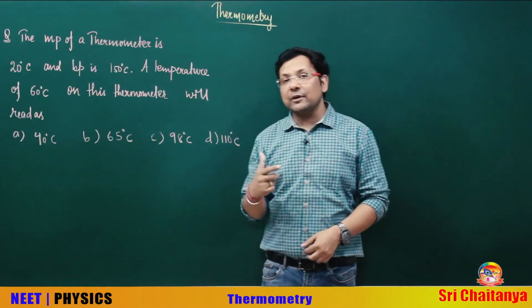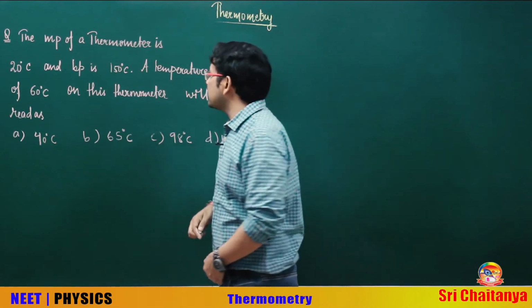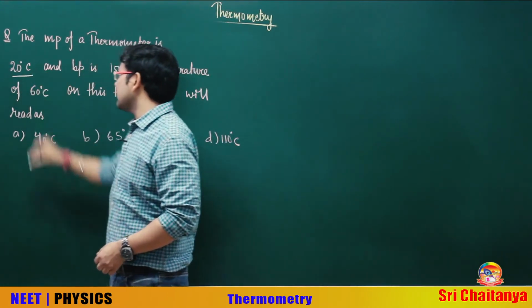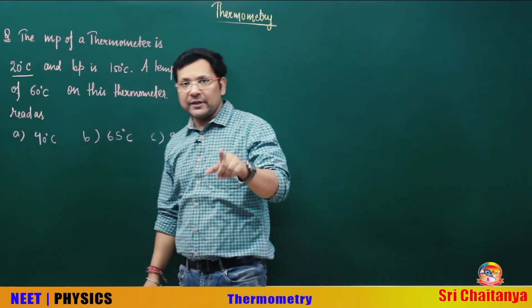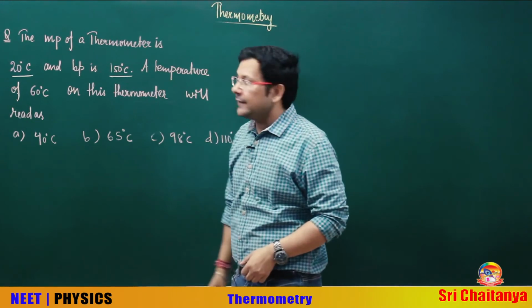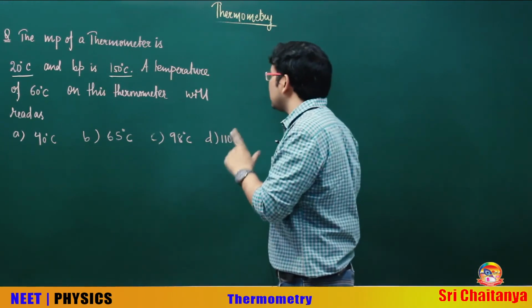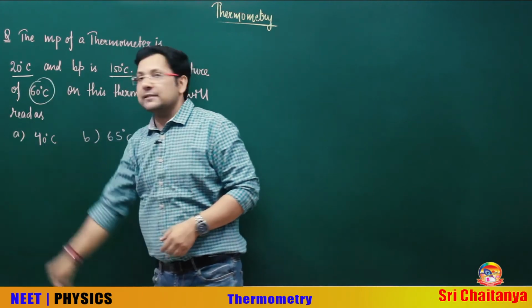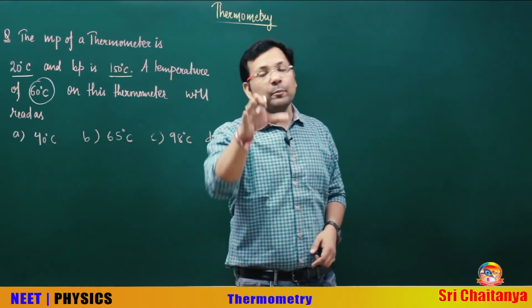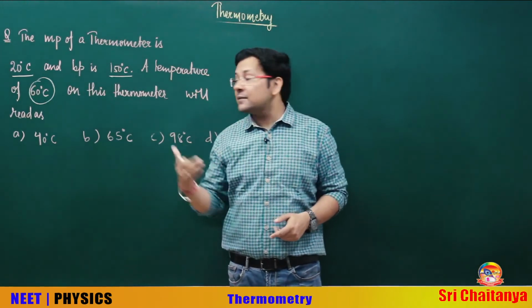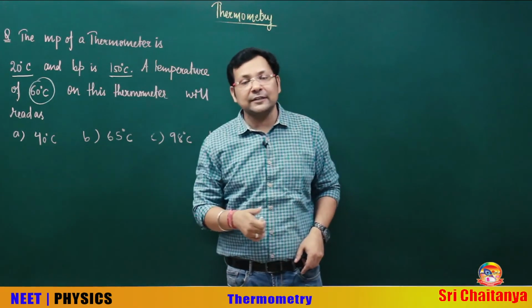So now let's see a question on thermometer measurement. The melting point of a thermometer is 20 degrees Celsius. Obviously this is a faulty thermometer, it should be 0 degrees Celsius. 150 in place of 100. Okay, so in this thermometer a temperature is required in place of 60 degrees Celsius, meaning in Celsius the temperature is 60. So what will that temperature be if you use this thermometer to measure the temperature?